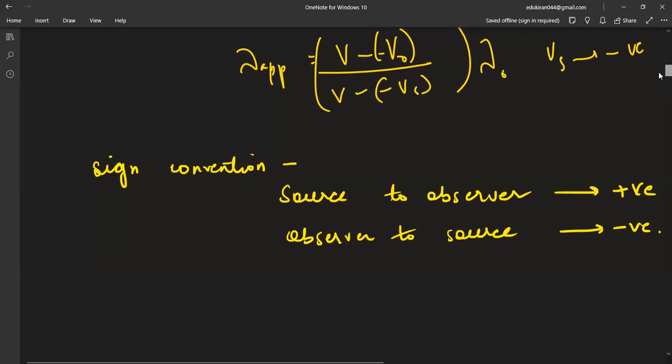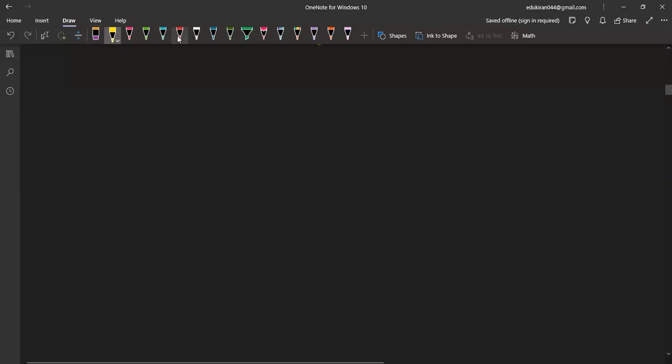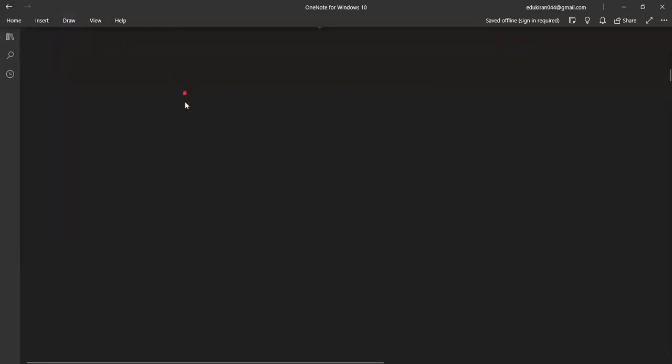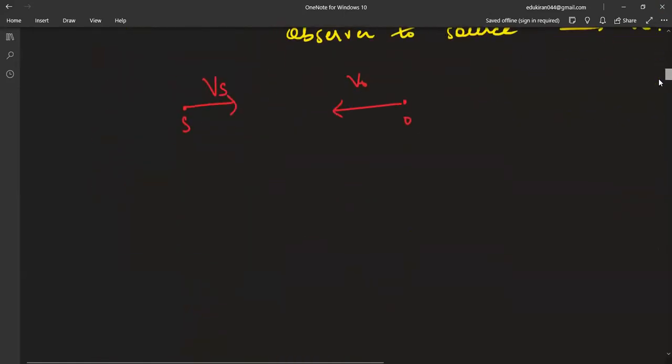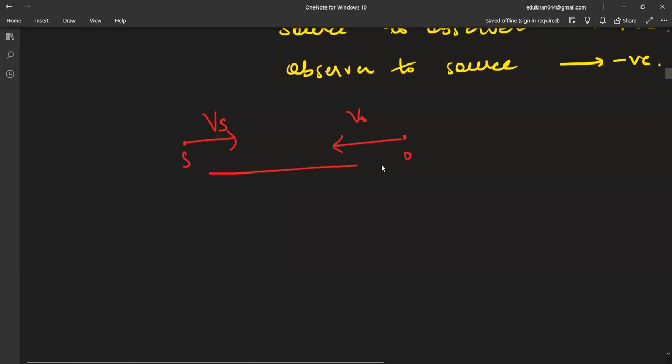What is the meaning of this? This is the source, this is the observer. Suppose the direction of velocity of source is this, and observer is also moving towards it. Now, what is our sign convention? Remember, one sign convention, other will be opposite. From source to observer, positive. So this will be positive. So automatically, your Vs becomes positive, Vo becomes negative. This is how you have to take.